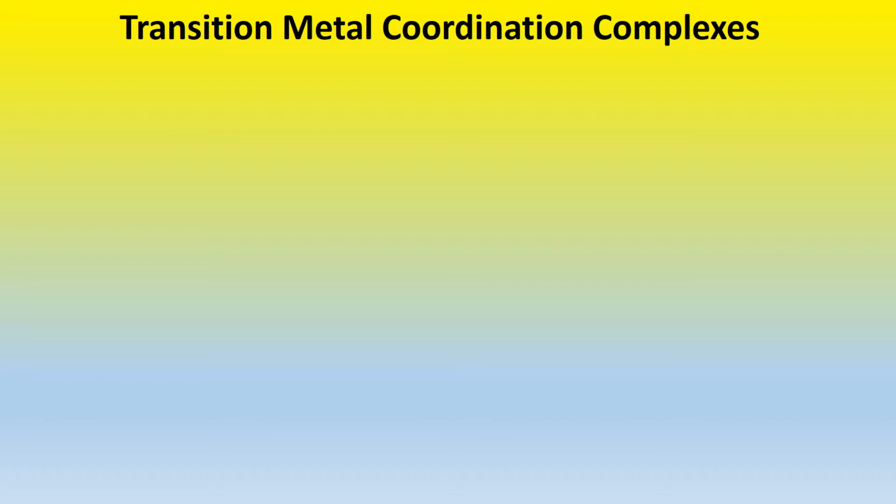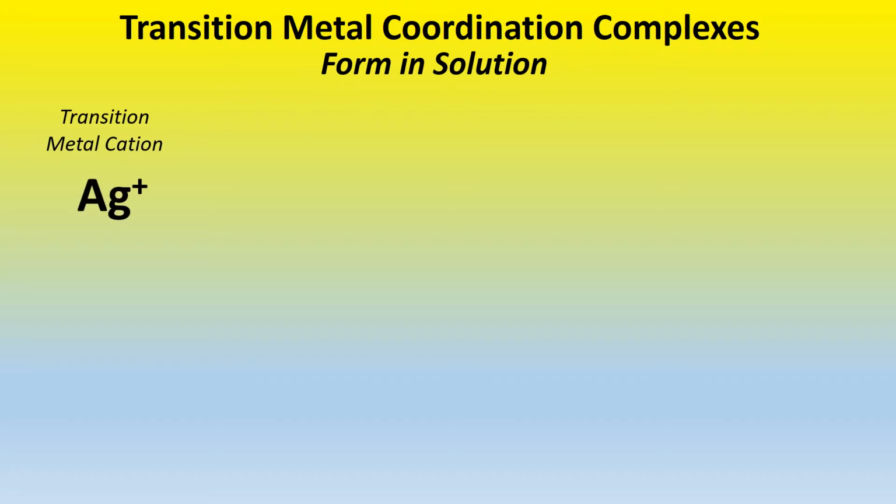We'll now look at a new and unique type of compound called a coordination complex, formed with transition metals, but only formed in solution. To form this compound, one starts with a transition metal cation, in this case a silver +1, leading to a new definition of acids and bases.